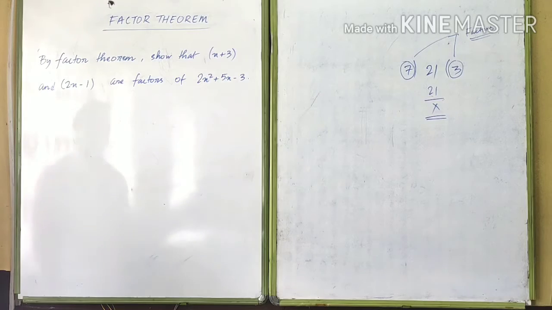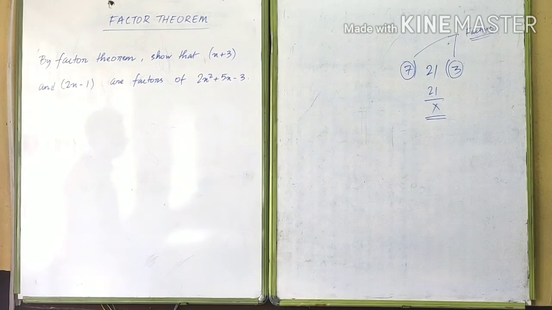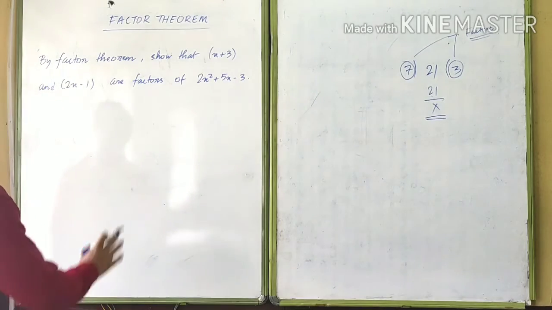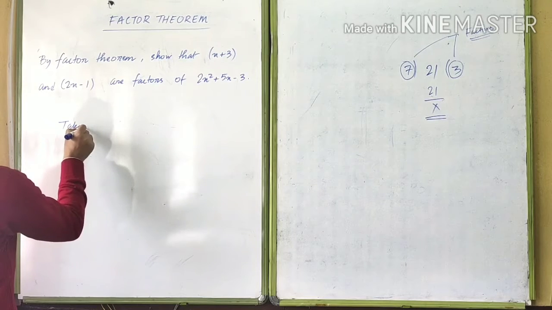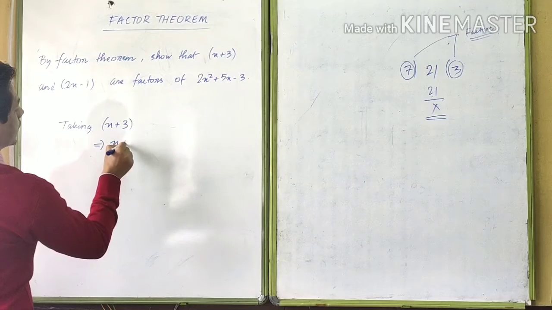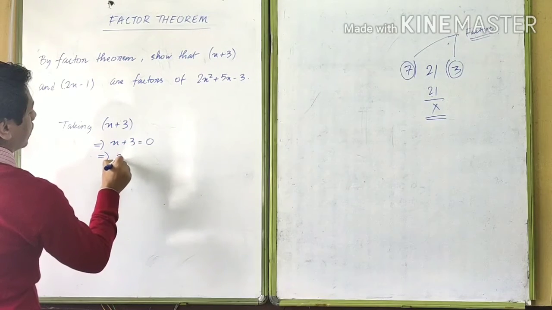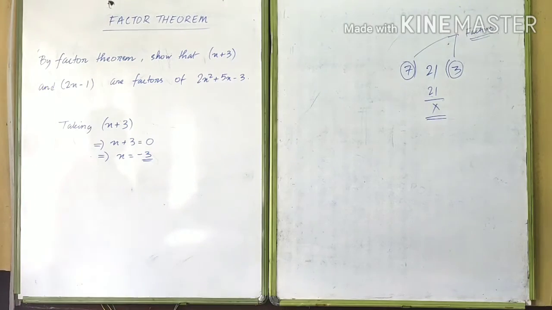The question is, by factor theorem, show that x plus 3 and 2x minus 1 are the factors of 2x square plus 5x minus 3. So, taking x plus 3 equals to 0, or x equals to minus 3. So my value of x is minus 3.